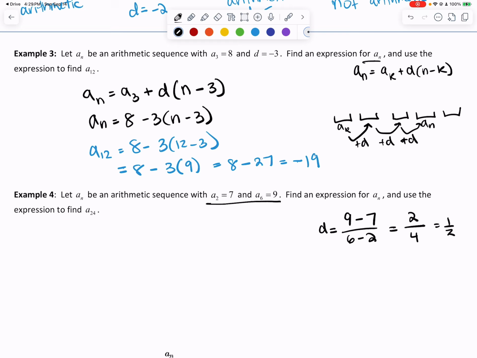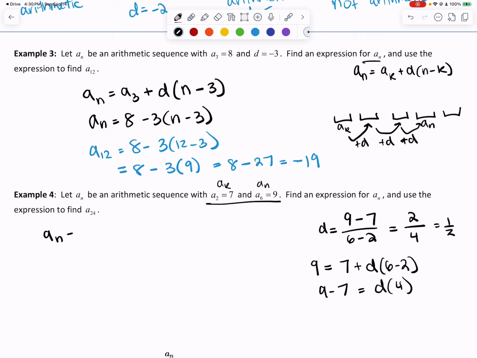Another method you could have done is plugging into your formula. We know 9 is the nth term. If we say this is a sub n and this is a sub k. A sub k, we start at 7 and we add our mystery common difference 6 minus 2 times. So essentially what we end up doing here is subtracting 7 from both sides. There's your 9 minus 7. And then dividing by 4. Do you see where I'm connecting these two things? Either way you approach it, you're finding slope. So the common difference is 1/2.